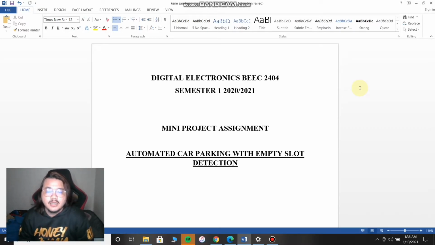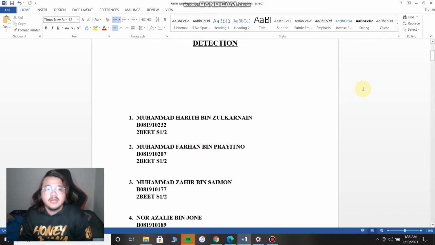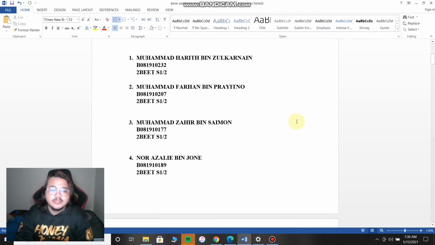Today, I and my group will present our mini project assignment, which is automated car parking with empty slot detection. My group is Muhammad Harith bin Zulkarnain, which is me, from Section 1/2. Second, Muhammad Farhan bin Prayitno from Section 1/2. Third, Muhammad Zahir bin Saimon. And last, Azalie bin Jone.